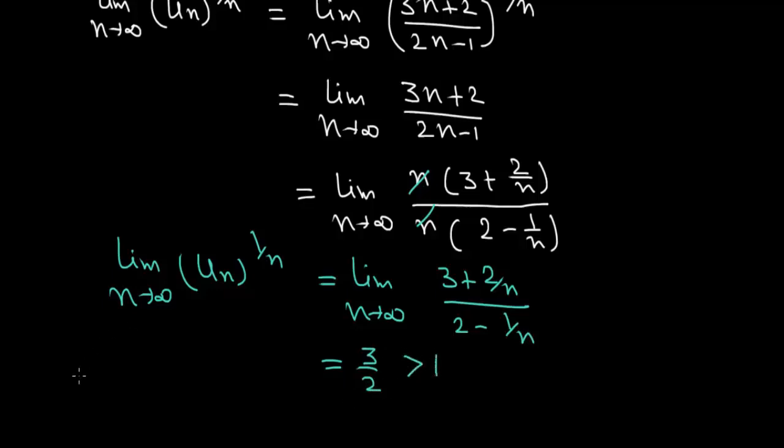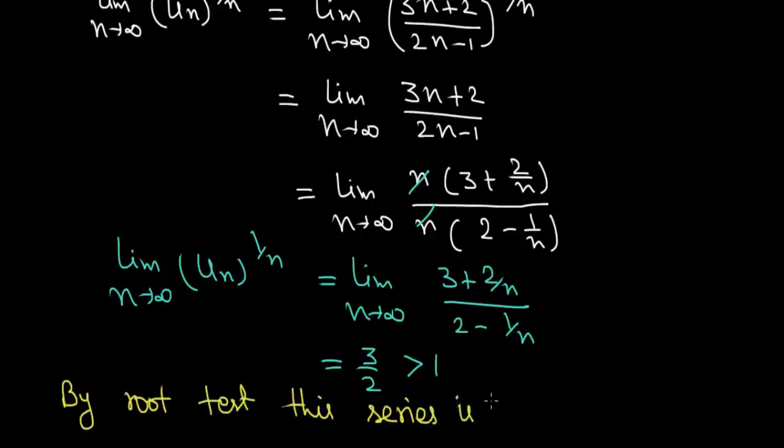So by the root test, since the value is greater than 1, this series is divergent. So how will we use the root test? We find the value of limit n tends to infinity un power 1 by n. If the value is less than 1, the series is convergent. If the value of L is greater than 1, the series is divergent. But if the value of L is equal to 1, the test fails here.